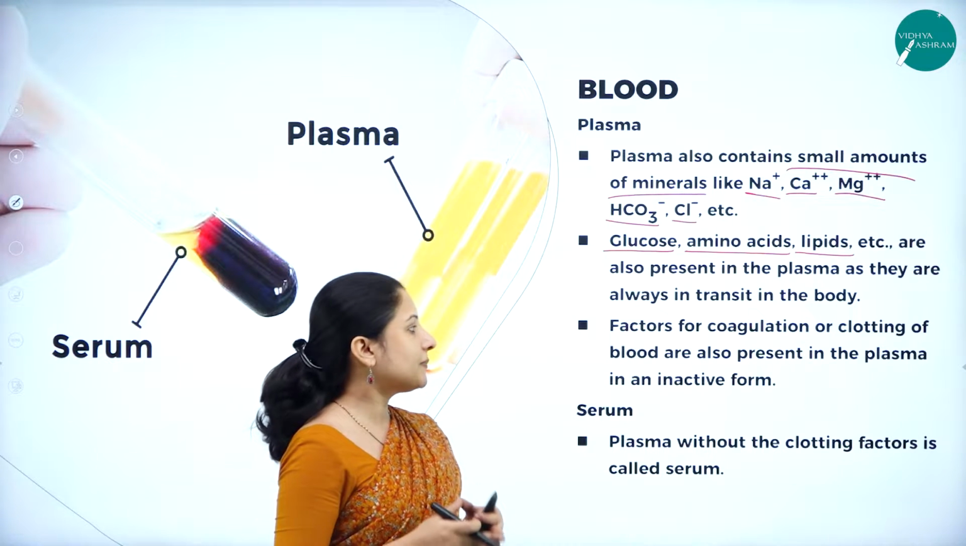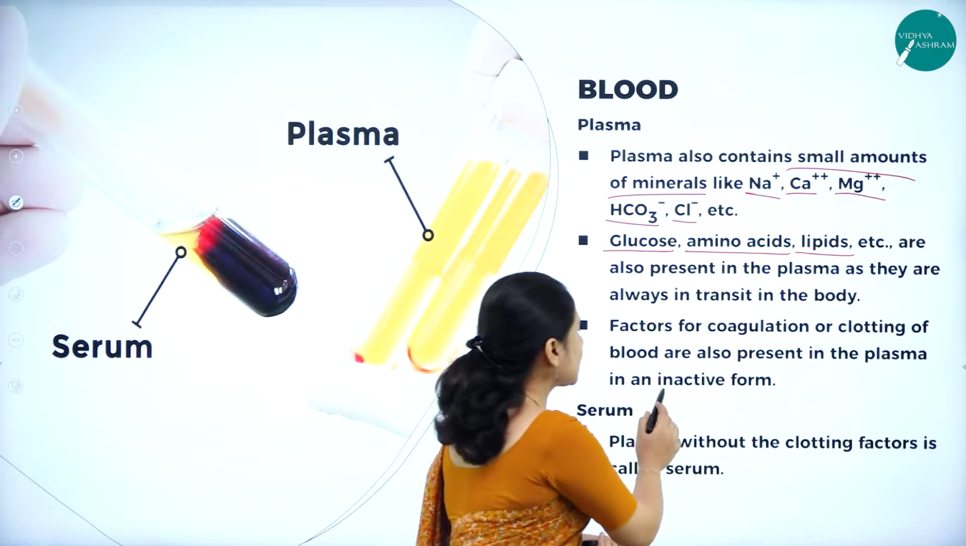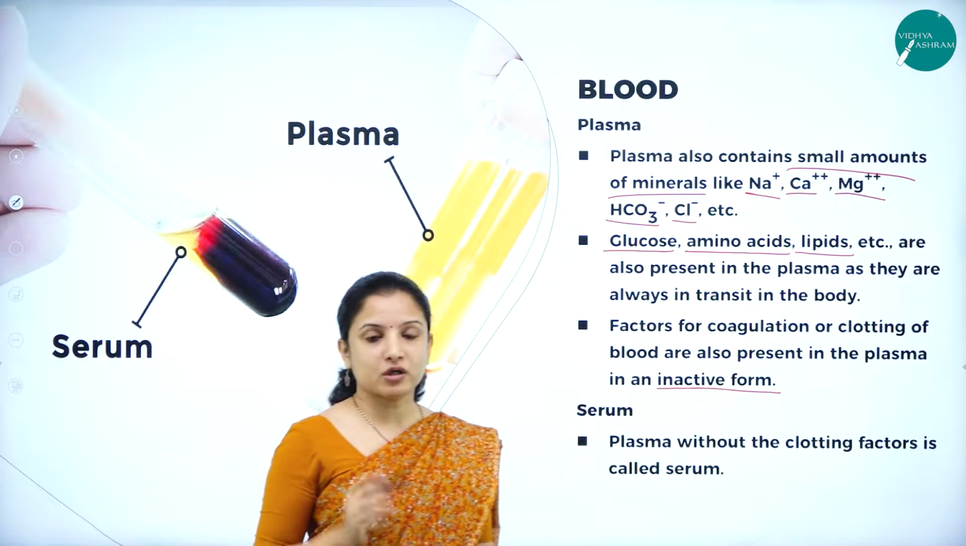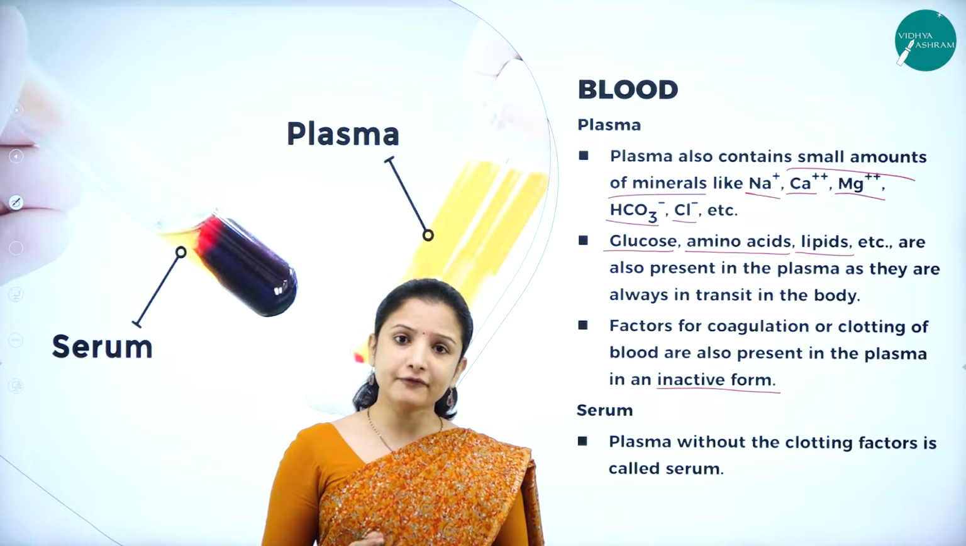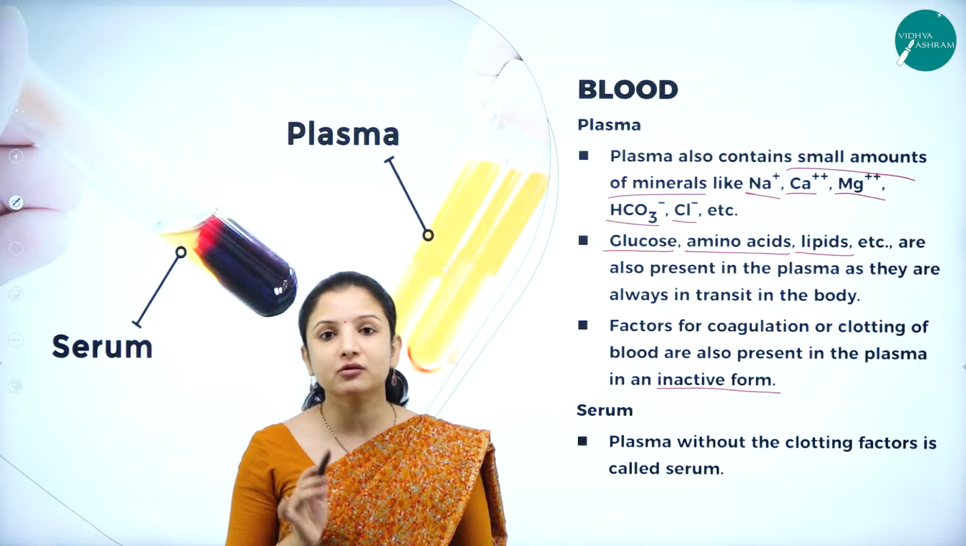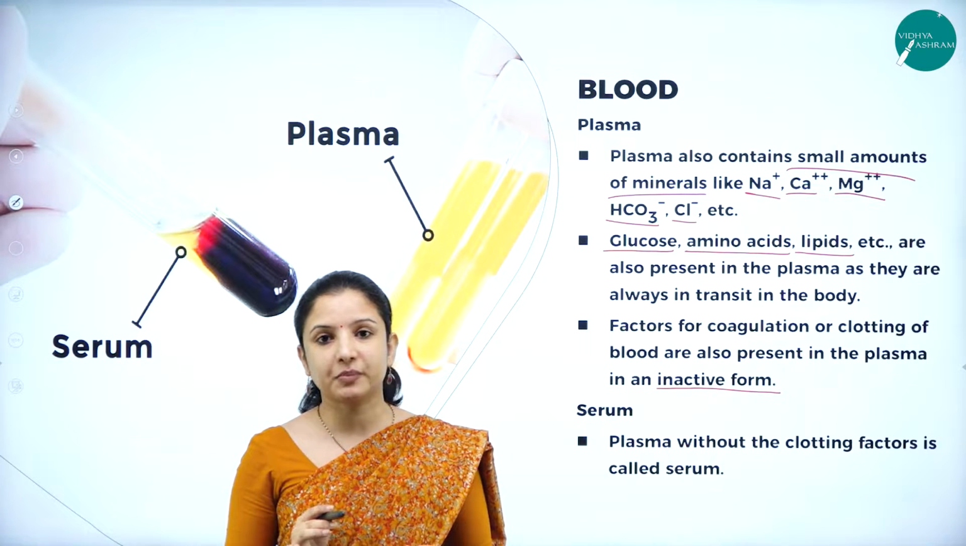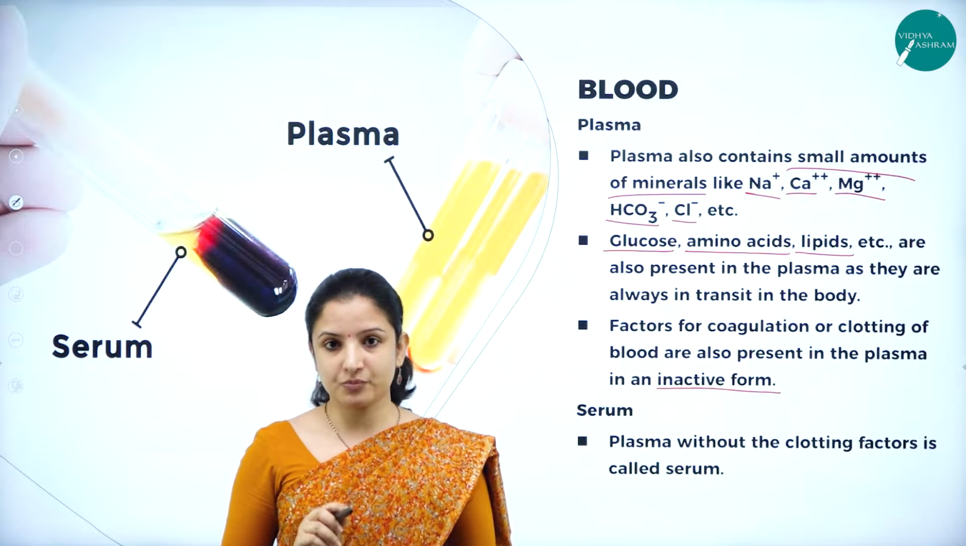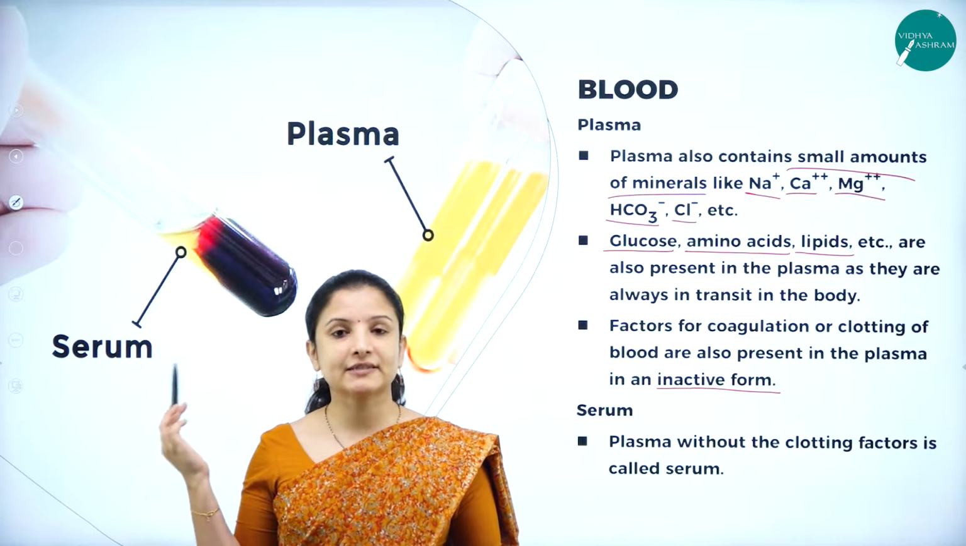But usually they are present in the plasma in an inactive form. This is very important. You need to remember. Of course, plasma has coagulation factors, right? What is a coagulation factor that is present in plasma? It is the fibrinogen protein. That fibrinogen we had studied.